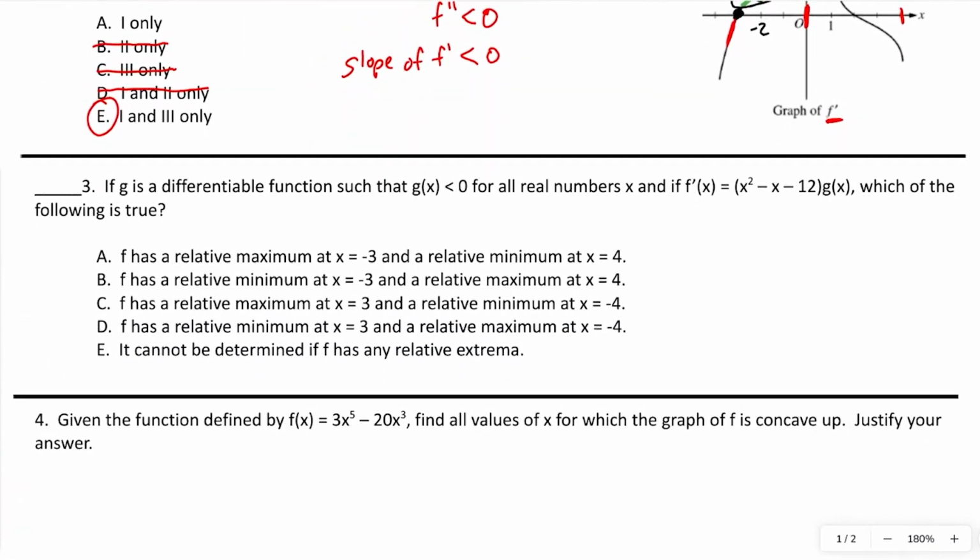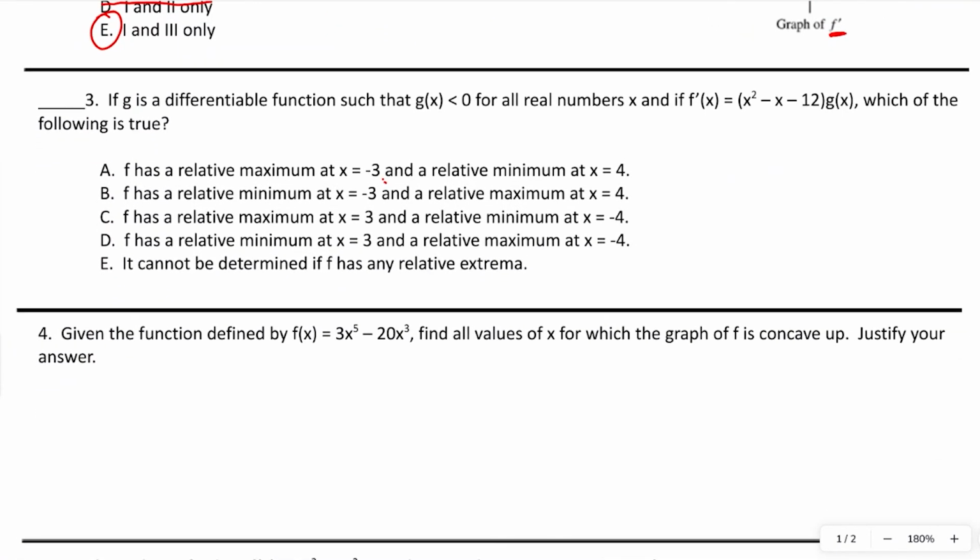Number 3. Number 3 says if g is a differentiable function such that g is always negative, for all values x, and they give us a formula for f prime, which of the following is true? All these answer choices are talking about relative max and mins. A relative max will occur if the slope changes from being positive to negative, and a local minimum will occur when the slope, or f prime, changes from negative to positive. So if we look at f prime, we want to know what's happening here.